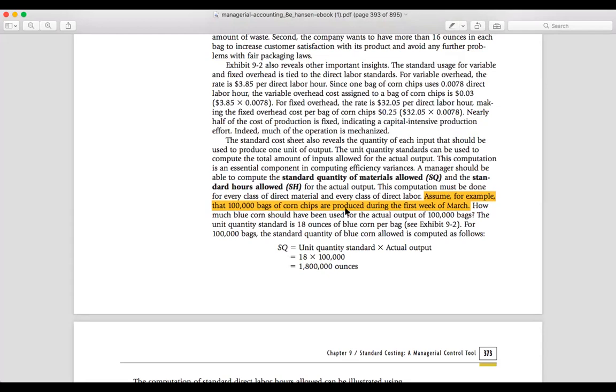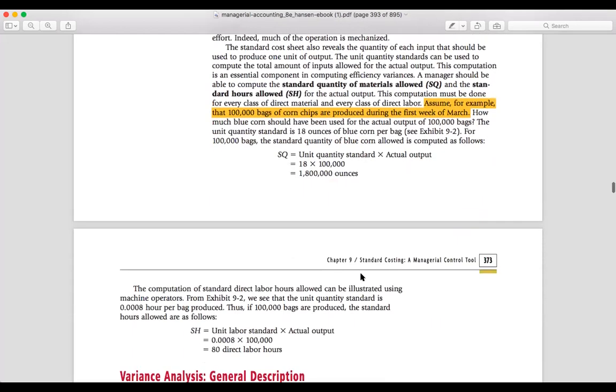So for example, 100,000 bags of corn chips are produced during the first week of March. So how much the blue corn should have been used for the actual output? Right. So the unit quantity standard is 18 ounce of blue corn per bag. Okay, so the 18 ounce per bag. For 100,000 bags, the standard quantity of the blue corn allowed will be 18 ounce times the actual output, so it's going to be standard quantity 1.8 million ounce. Okay.